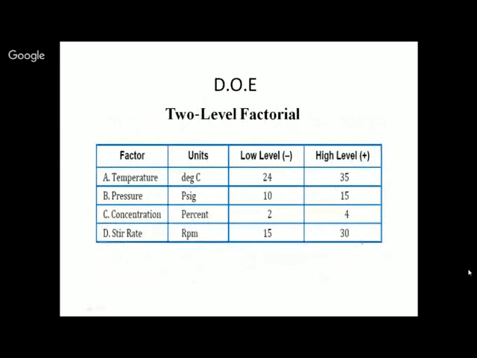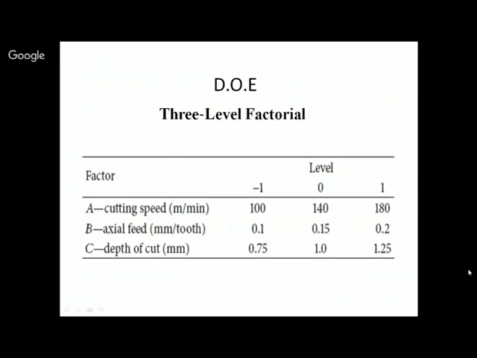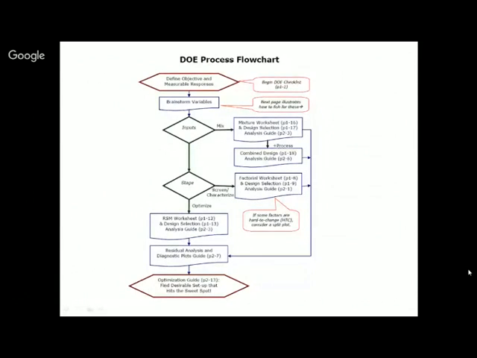I have already explained what a 2-level factorial design and a 3-level factorial design are. I have made a general DOE process chart in which you can see that first you have to define your objectives and your measurable responses in your experimental work. Defining objectives means you have to be clear about your objective. For example, in my research work, my objective may be minimization of surface roughness and tool vibrations in CNC milling machines.